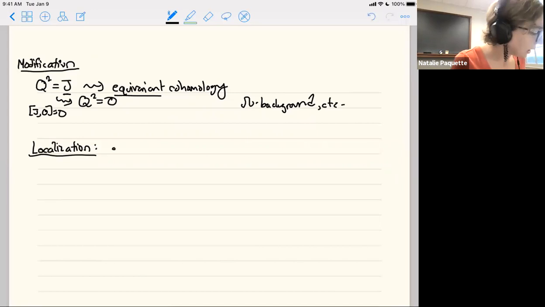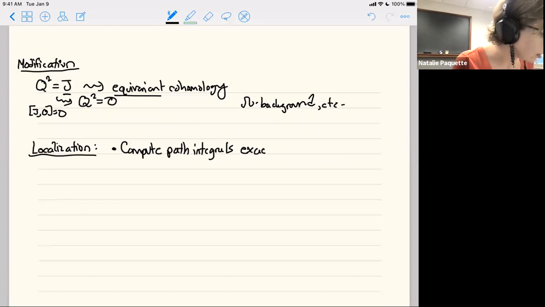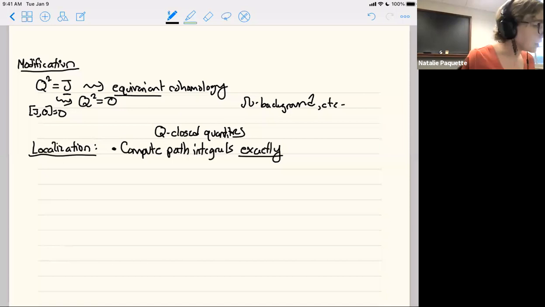Roughly speaking, localization is a way to compute path integrals exactly for certain quantities. I can't get all of the physical quantities that I want to compute in this way, of course, but for certain Q-closed quantities, it's a way to obtain exact results. And it's based on this idea of equivariant cohomology that I've mentioned before.